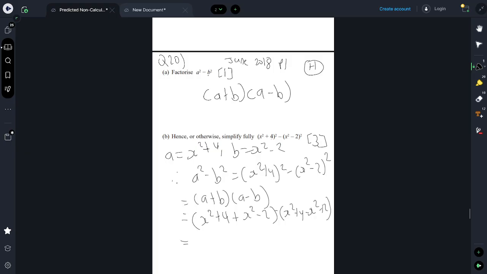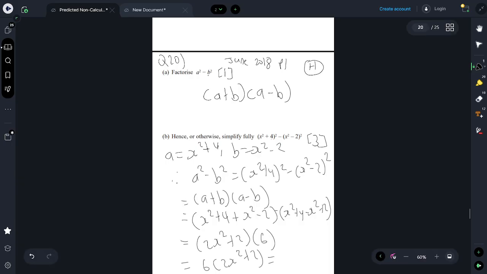And now let's simplify and see what happens. So x squared plus x squared is 2x squared, plus 4 minus 2 is plus 2. And then x squared minus x squared is 0. And then 4 plus 2 is 6. So actually, this is then saying 6 times everything in here. So 2x squared plus 2. And then you can times it out to simplify. Let's times it out. 6 times 2x squared is 12x squared. And 6 times 2 is 12. And that is your final answer.